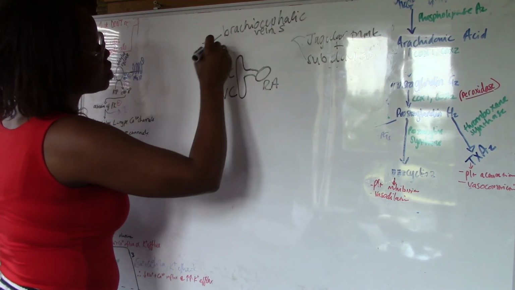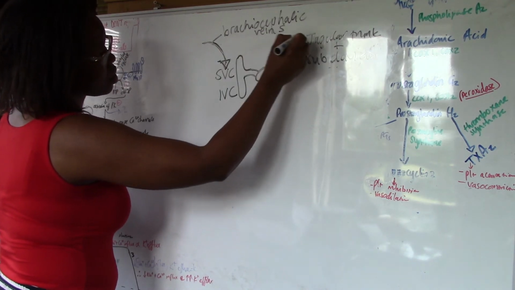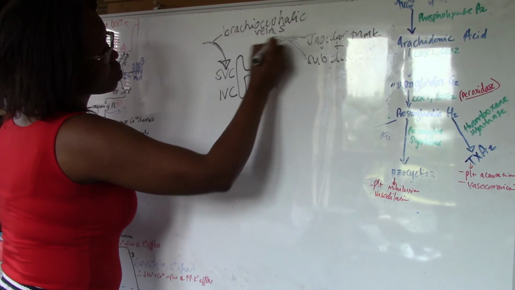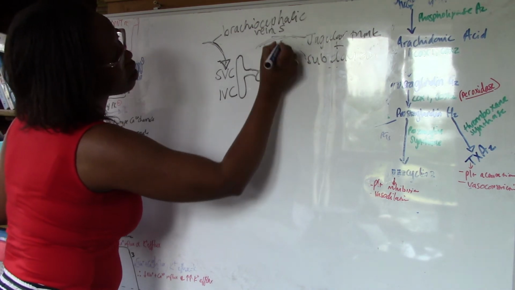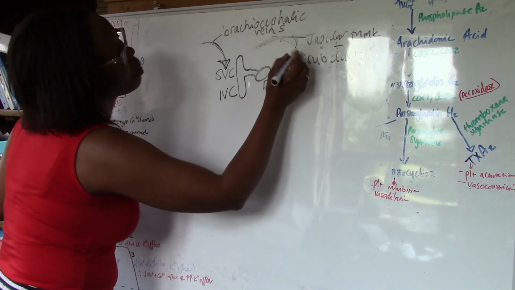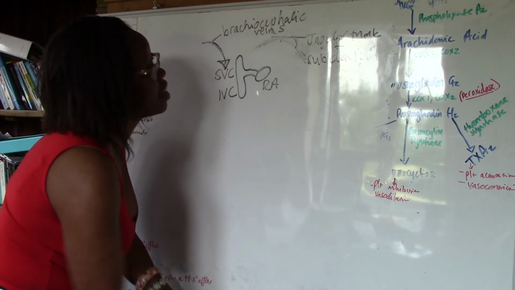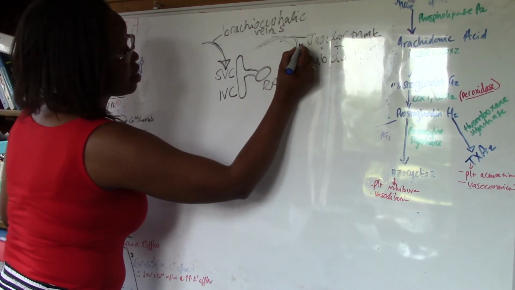And as they drain into the brachiocephalic, they form an angle, which is called the venous angle. I really should draw this. I really need to get some proper pens. They form the venous angle.